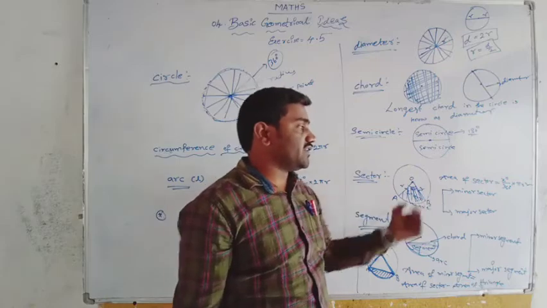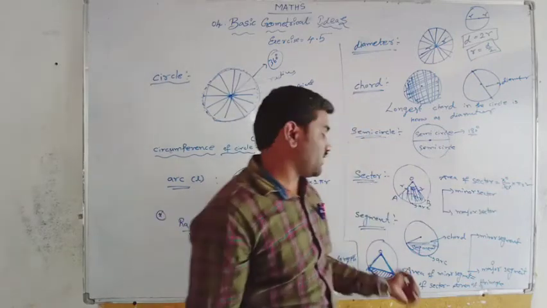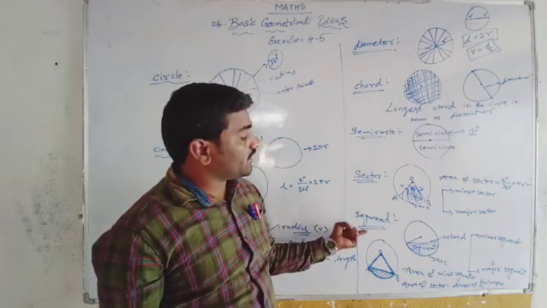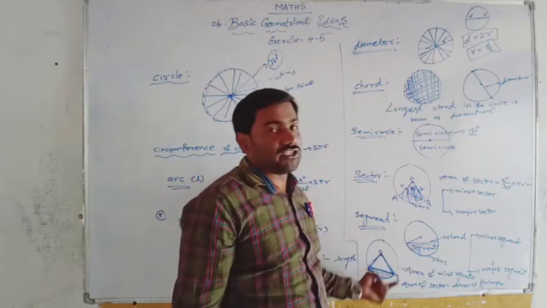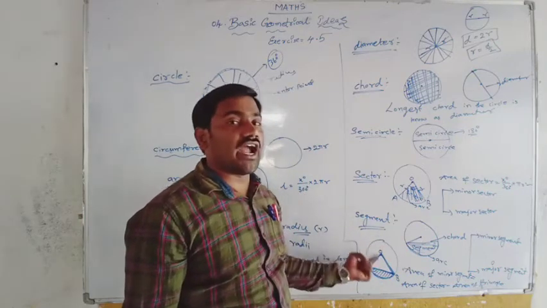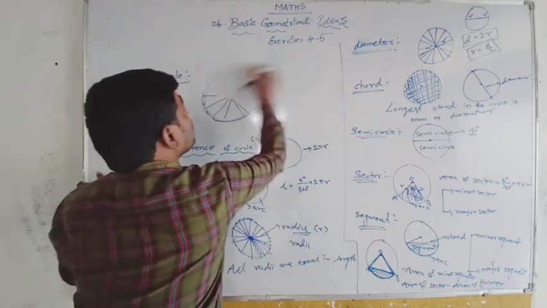There are minor sectors and major sectors. Area of sector formula is x degrees by 360 degrees into pi r square. Next we will learn about the segment. There are minor segment and major segment. A segment is enclosed by a chord and an arc.